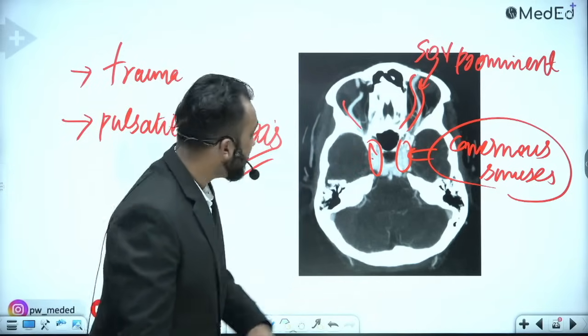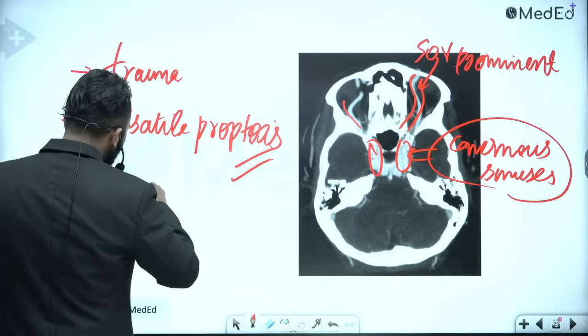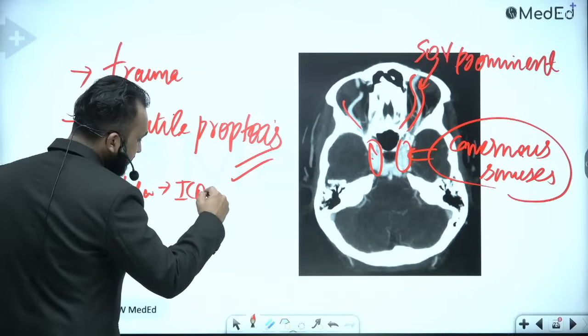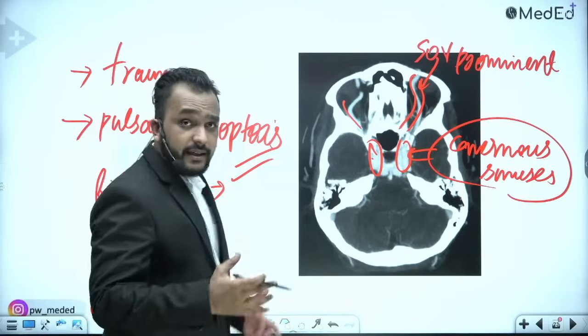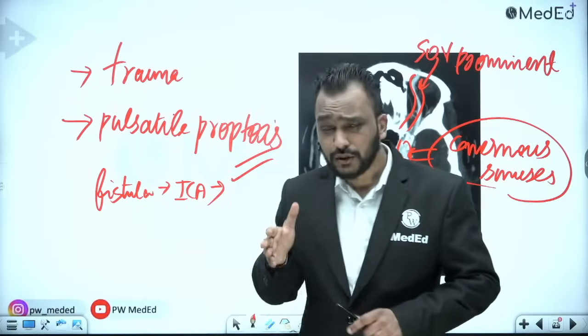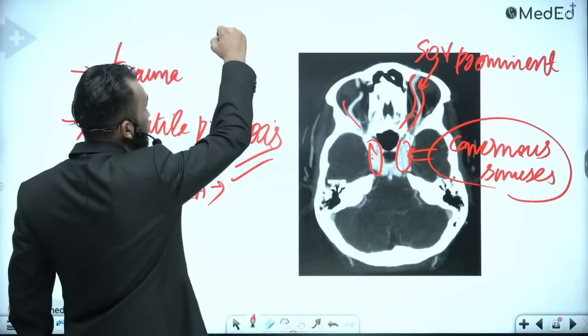So they are prominent because there is some fistulous communication. Because of the trauma, there is some fistulous communication of the ICA with the cavernous sinus. So when the arterial blood starts flowing, remember ICA is flowing through the cavernous sinus. Just remember the diagram of the cavernous sinus.